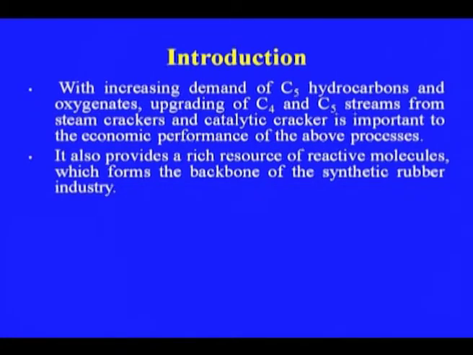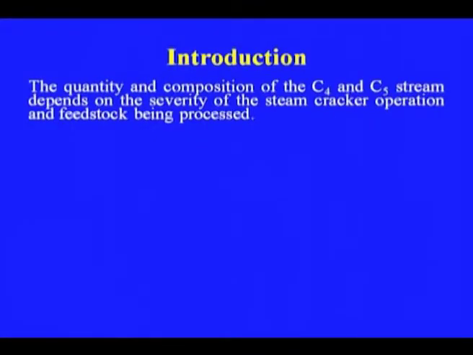It also provides a rich resource of reactive molecules which form the backbone of the synthetic rubber industry, as I told you, the isobutylene, the butadiene, or the isoprene, which you are getting from the naphtha cracker. The quantity and composition of the C4 and C5 streams depend on the severity of the steam cracker operation and the feedstock being processed. As I discussed while discussing naphtha cracking, the product stream which you are getting will totally depend upon the type of feedstock.